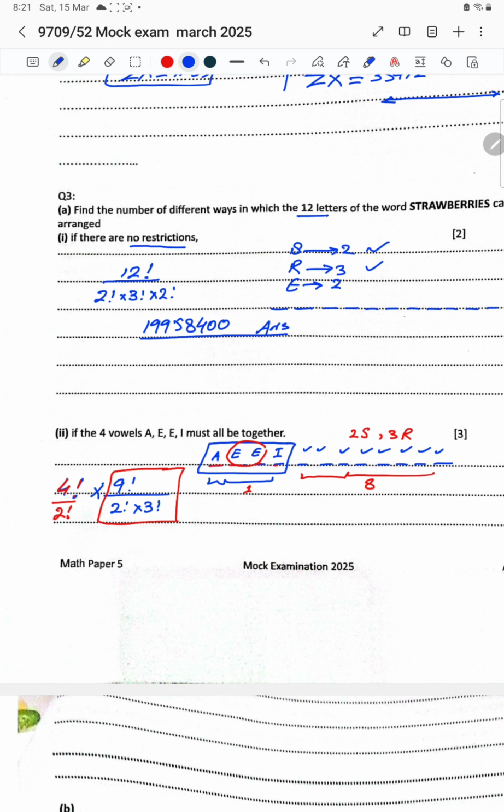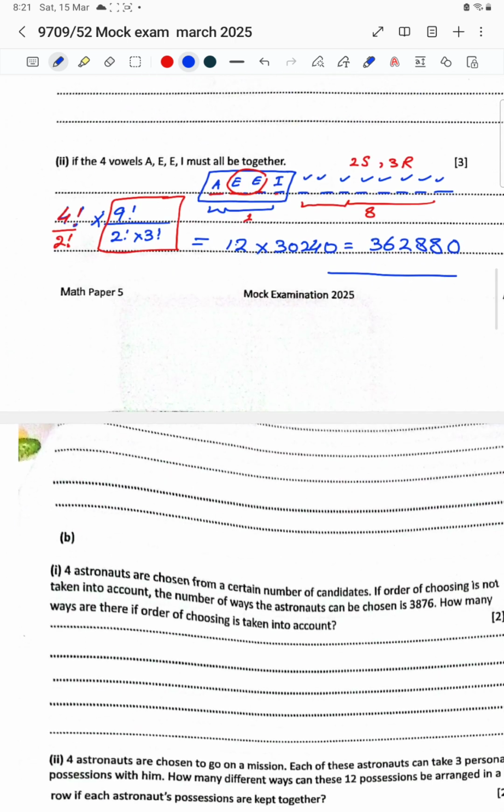And what comes as your answer, check it out. It will be on the calculator. I got 12 times 30240 equal to 362880. This is the total number of possibilities we can get in this case. I hope it is clear. So 362880 is the answer. You can check the calculation with your calculator and confirm the results.